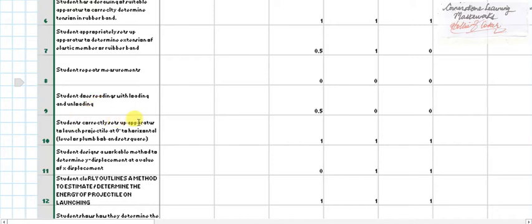Student correctly sets up apparatus to launch projectile at 0 degrees to the horizontal using a level or plumb bob and set square or something. Yeah, you have to show me how you're getting this thing level, how you're launching it. So you must have either a level or a plumb bob or whatever. Well, I showed you what to do already.